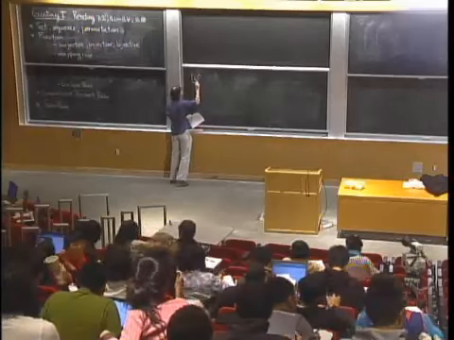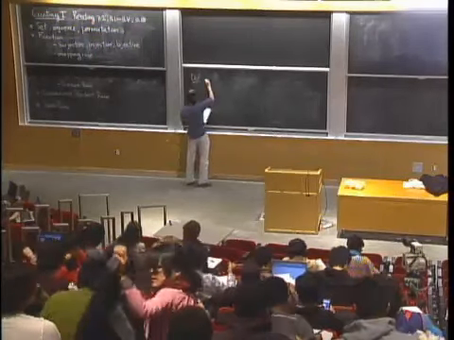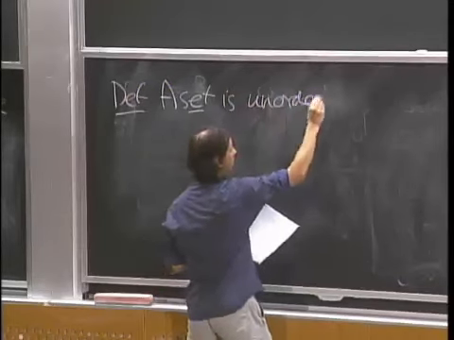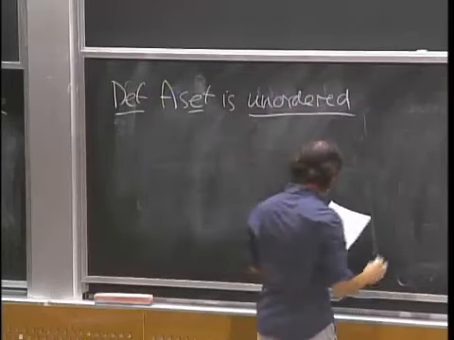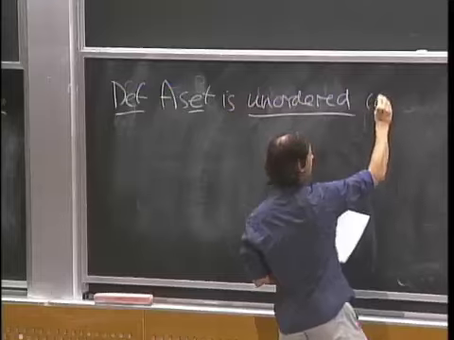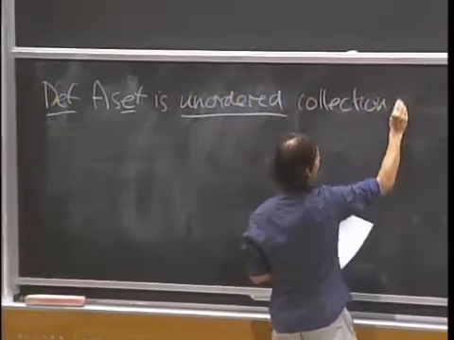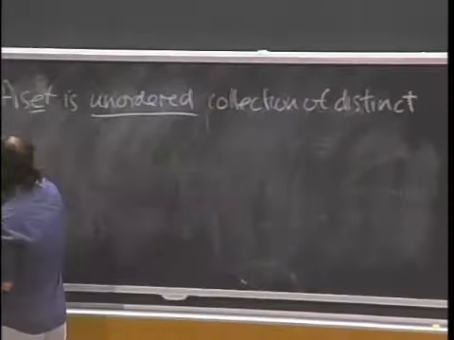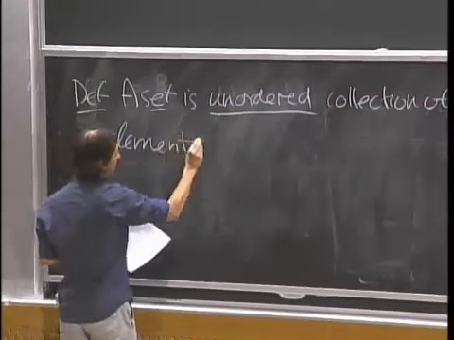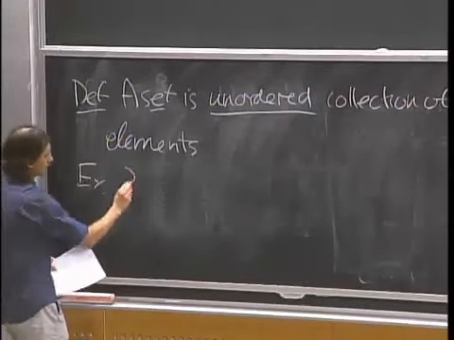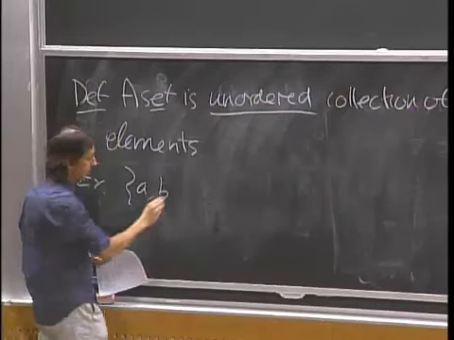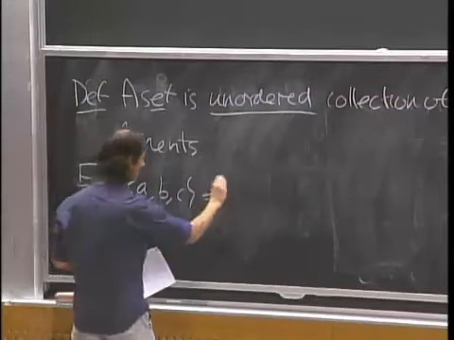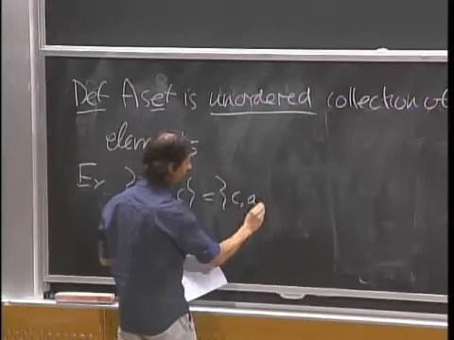So the definition of a set is as follows. A set is actually an unordered collection of distinct elements. So as an example, we may have, say, a set that contains the items, the elements A, B, and C. Well, if we reorder these elements, it doesn't really matter. It's still the same set. We can also write it as, say, the set C, A, B.